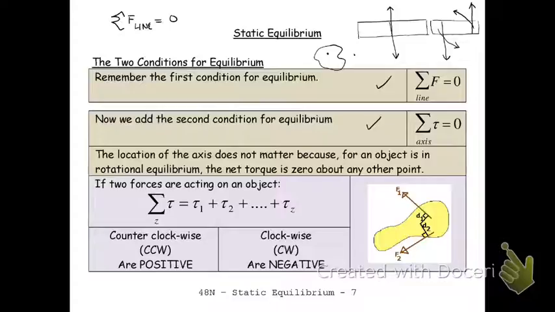If two forces are acting on an object, so here's one force F1 acting at D1 and here's F2 acting at D2, then this one creates a counterclockwise torque and this one creates a clockwise torque. So we'd call this one positive and this one negative. Just like we had the positive end of the line and the negative end of the line, we need to have a positive torque and a negative torque. And so we decided to make counterclockwise positive.